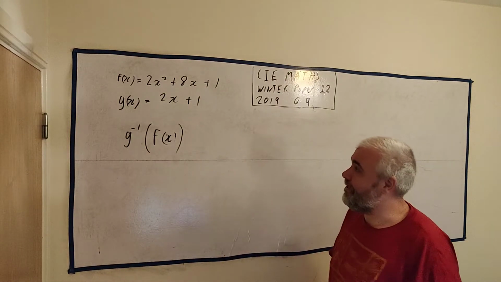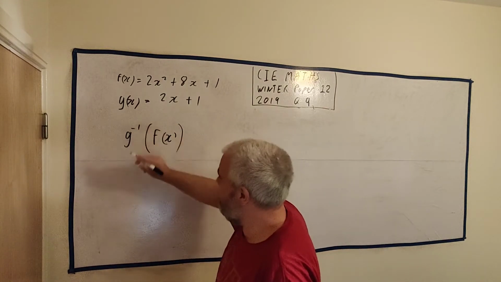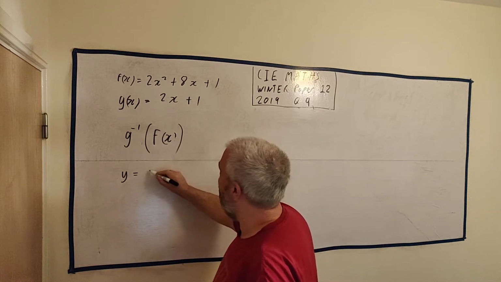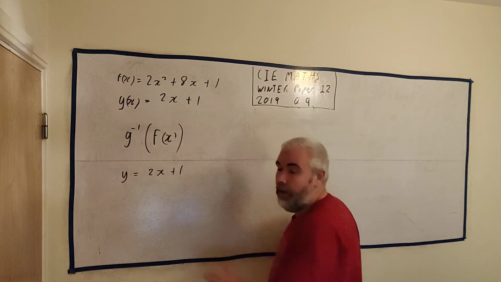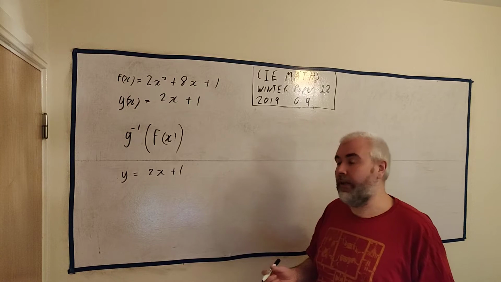The inverse of g. They're asking us to find the inverse of this function. So let me write this function out with a y instead of g(x). It's just a little easier to write. y is equal to 2x plus 1. If I put an x in, I get y out. What they're asking is, what x did I need to put in to get y?